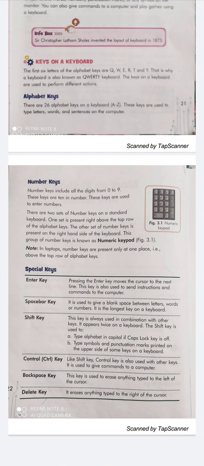Number keys include all the digits from 0 to 9. From 0 to 9, all the number keys are available. That is 0, 1, 2, 3, 4, 5, 6, 7, 8, 9. Clear? All these number keys are included, all the digits from 0 to 9.